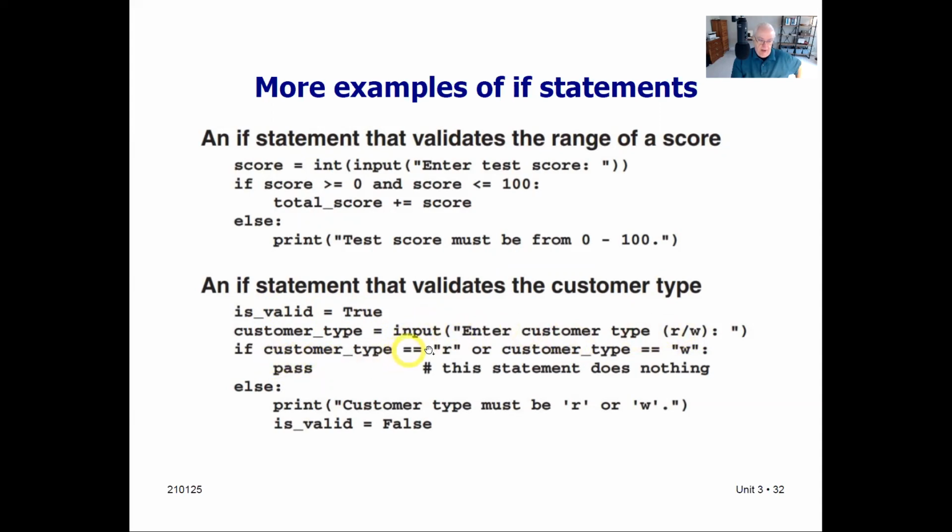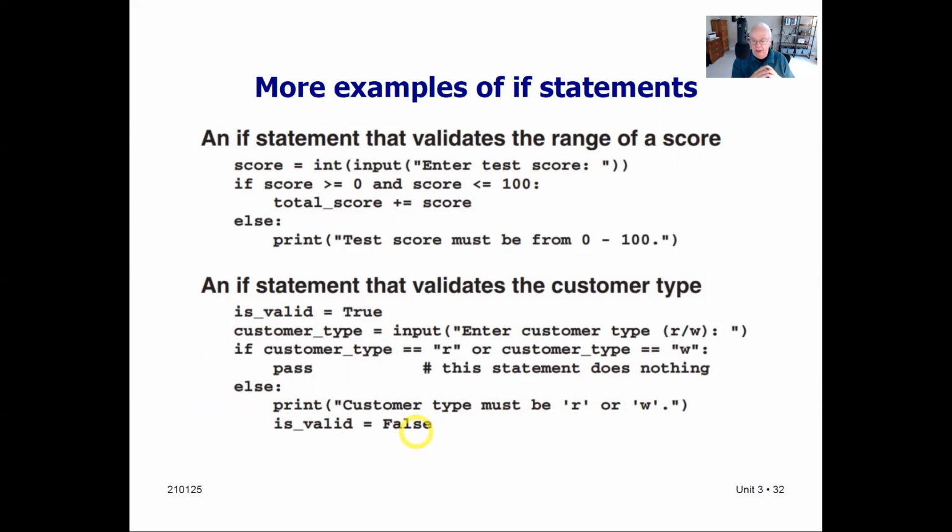If customer type is equal to R or customer type is equal to W, pass. I hate that. That means there's a missing block of code here. This statement does nothing. Else print the customer type must be R or W. Is invalid is turned to false at that point. Okay. Yeah, that validated the code.